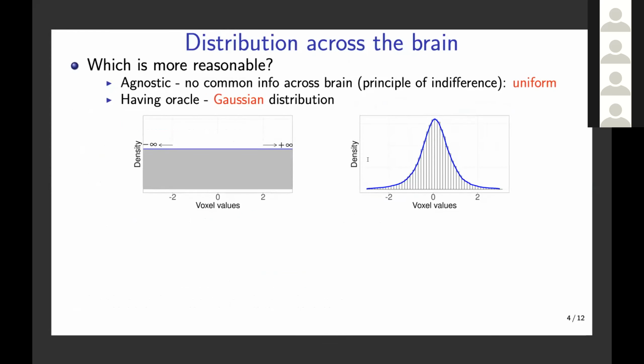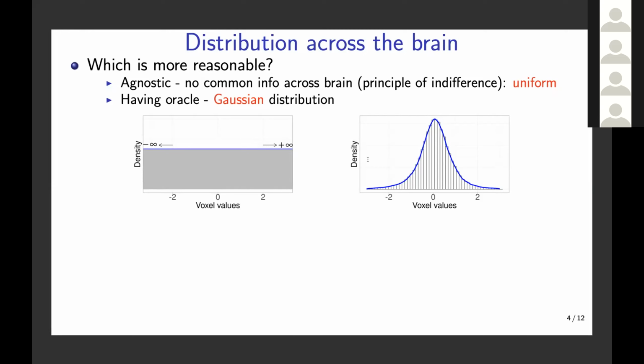But I think the fundamental issue is that people adopt this, make a strong assumption about the distribution in the brain. So do we know anything about the distribution in the brain? Well, people say we don't. We don't know which region's response is bigger or smaller. Yes, we don't know that.